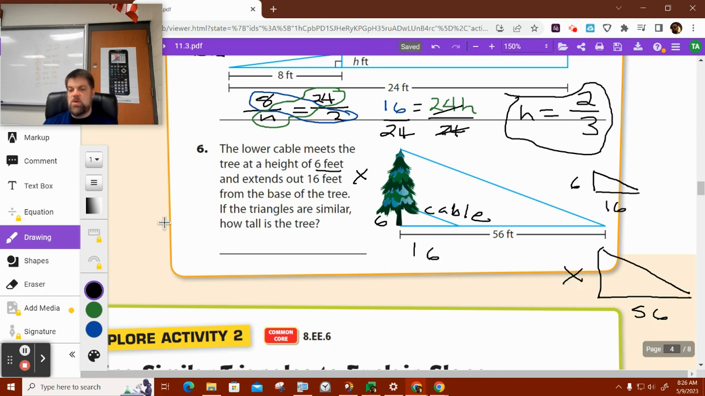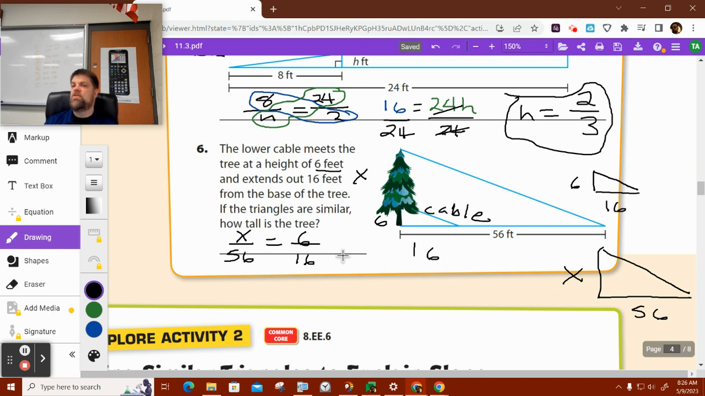So we set up the proportions. How do you guys want to set it up? Well, let's do big and small. So I'm going to say the height of the tree, which is x, over 56. That's the big triangle. Now, what corresponds on the little triangle? 6 over 16.